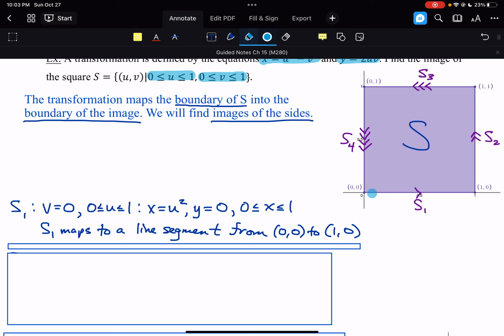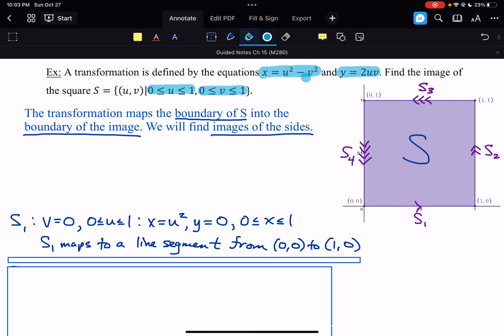U is going from 0 to 1. So, using these equations, back up here, x is u squared, because v is 0, y is 0, and x is going from 0 to 1, because u is going from 0 to 1. So S1 maps a line segment from (0, 0) to (1, 0). So that's nice. This one is the line segment from (0, 0) to (1, 0).